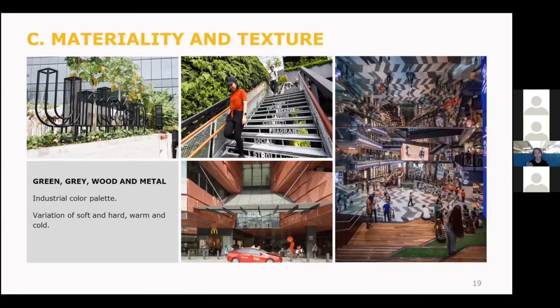The next idea that we brought into Funan really is a variation of materiality and texture. If anybody ran through Funan, you would see the common way of describing it is green, gray, wood, and metal. That's really it. We adopted an industrial chic color palette. And there's of course a variation between soft and warm, hard and cold.